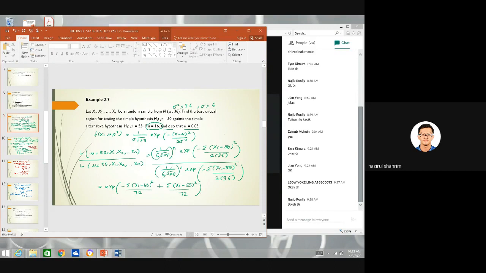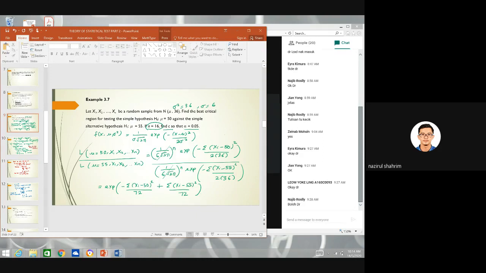Tapi kalau saya tulis mu greater than 50, it becomes composite hypothesis. Lain pula cara, lain sikit cara dia. Okay? But this one is simple hypothesis because we want to substitute the value mu equals to 50 for theta naught tadi. Theta 1 alternative dia mu equals to 55. Kita ada value. Okay. So that's why we call this one as simple hypothesis.